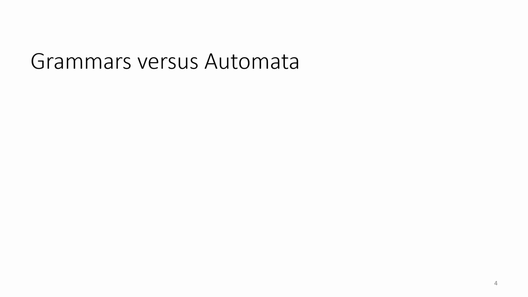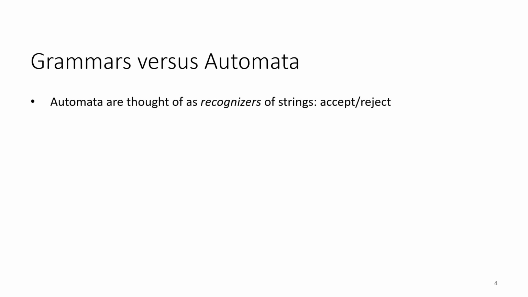Now, we've talked about grammars. We've also talked about automata. So with automata, we think of them as recognizers of strings. They accept or reject certain strings. You just go through the circles and check the arrows and see what happens.